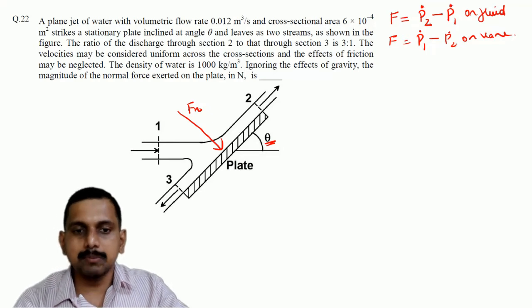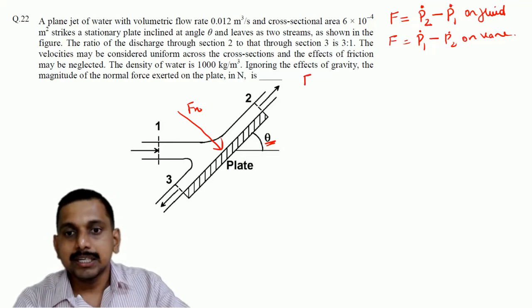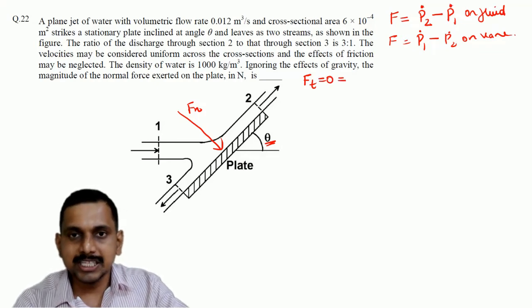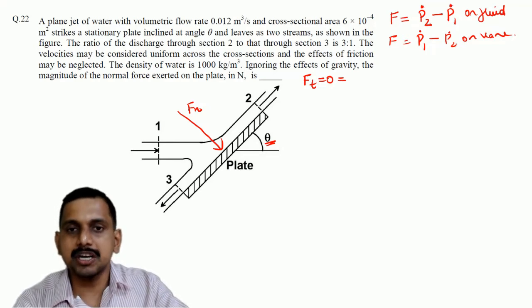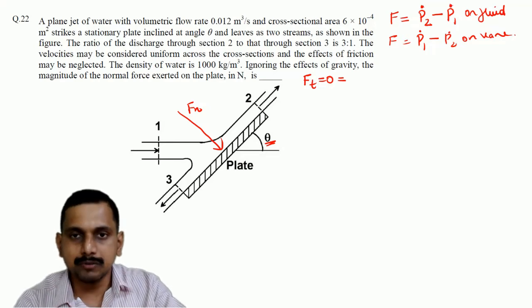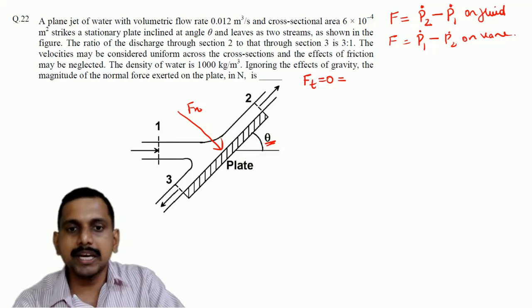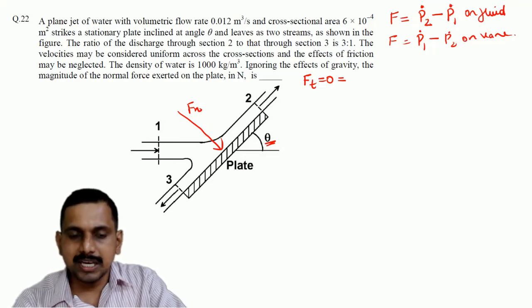This theta can be found out by setting the tangential force equal to 0. Why is the force in the tangential direction 0? Because there is no frictional effect. Tangential force has to be there only because of friction. So here we are taking tangential forces as 0. So let us see how the things can be done.